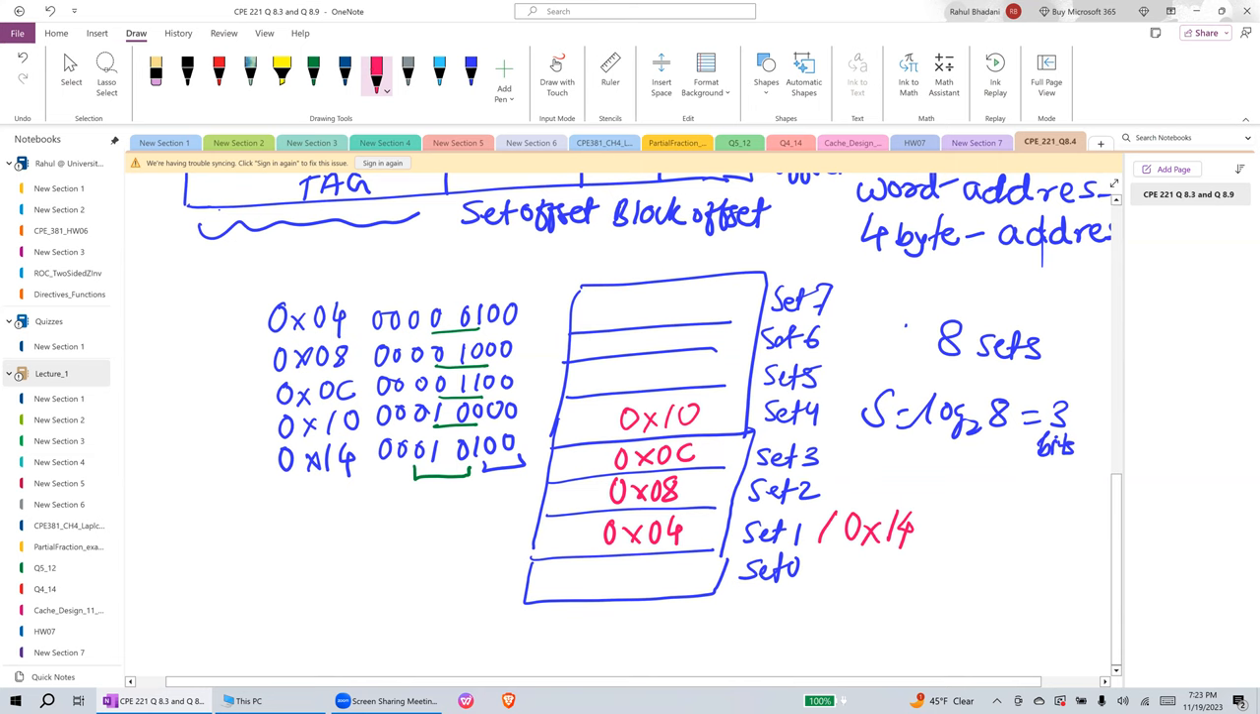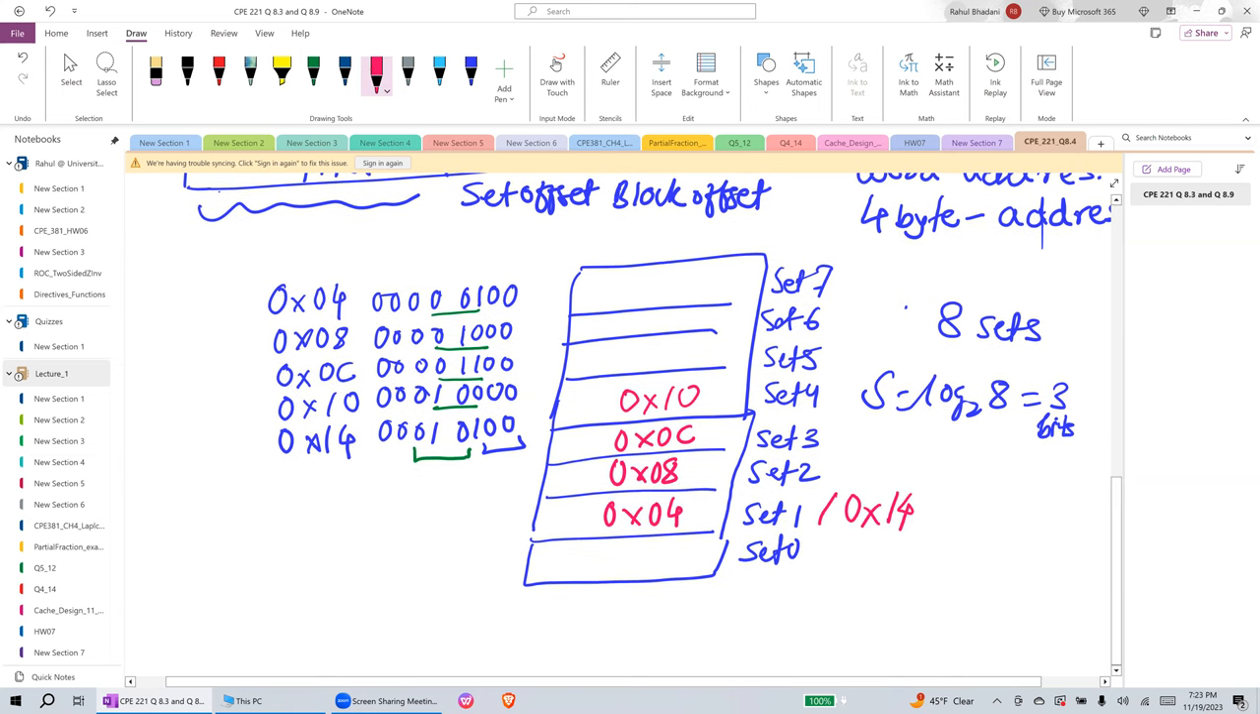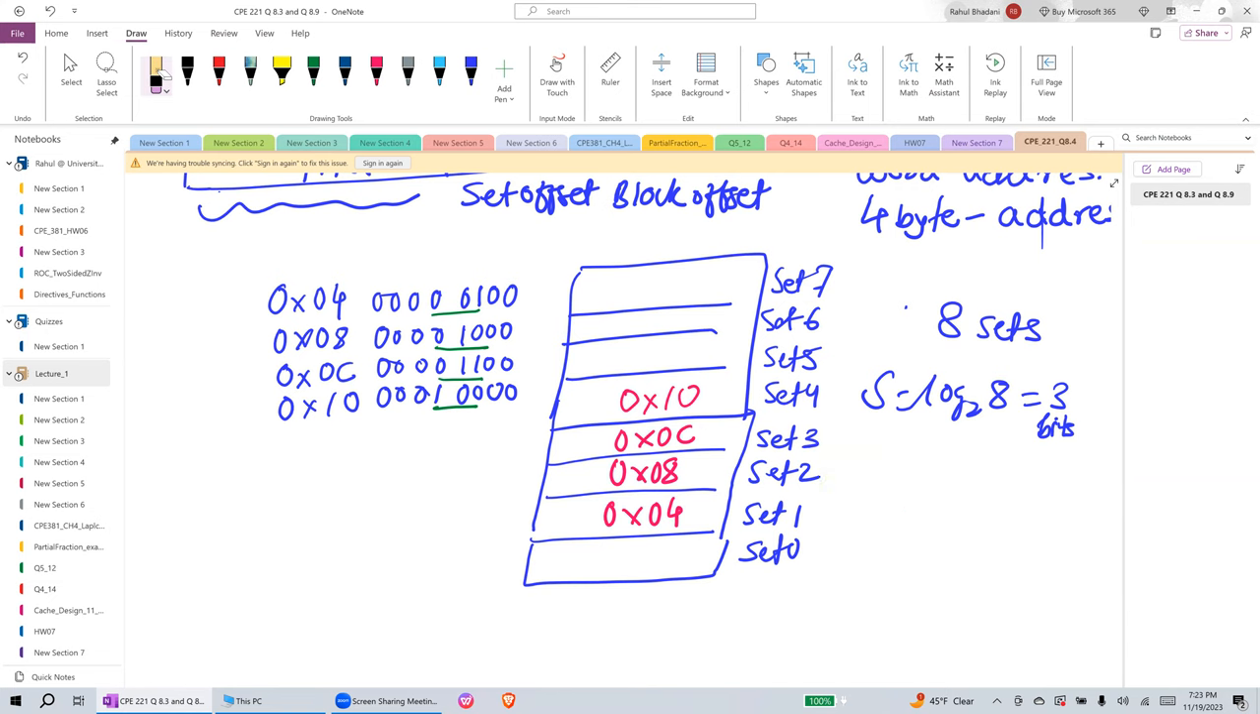So let's assume that, since the question is asking whether the direct mapped cache will outperform or not, let's delete this for the time being, okay? So, okay. Now, if this has to say 4, 1, 2, 5, okay, and end.